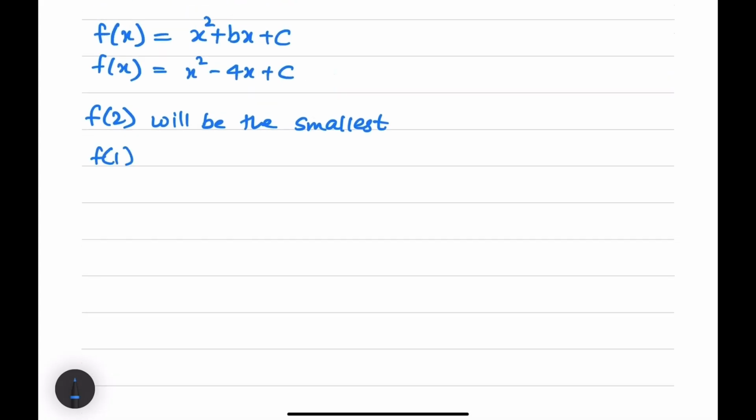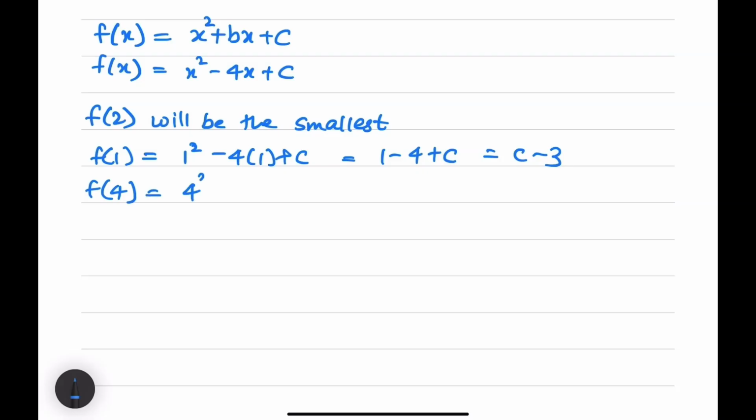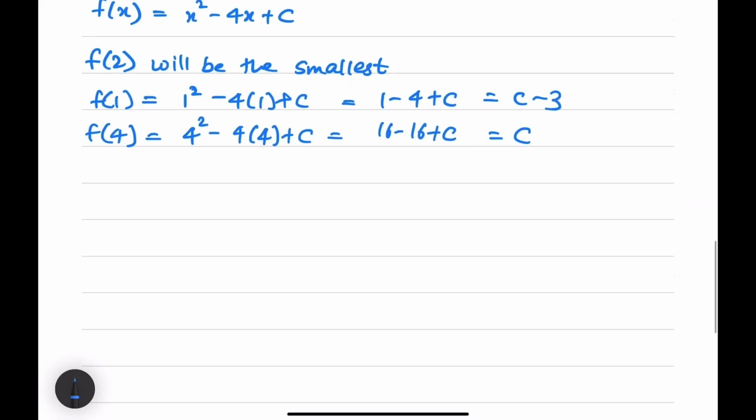So let's look at f of 1. f of 1 will be 1 squared minus 4 into 1 plus c, which is 1 minus 4 plus c, which is c minus 3. f of 4 will be 4 squared minus 4 into 4 plus c, which is 16 minus 16 plus c, which is c only. Clearly, we can say that c is greater than c minus 3, right? Because we are reducing something from c, so the value will get decreased. So c minus 3 will be less than c. This makes f of 4 greater than f of 1.